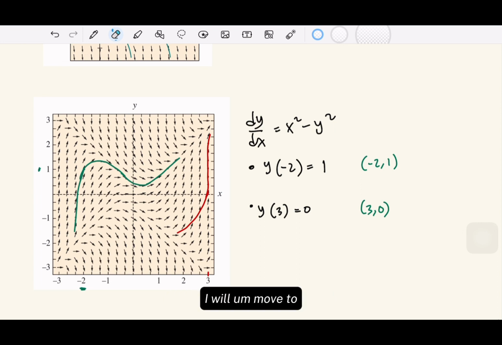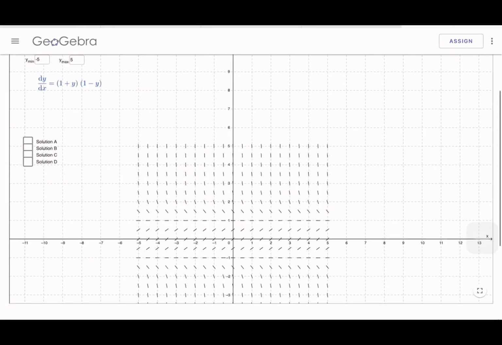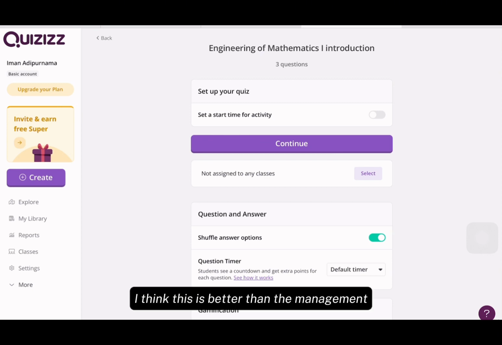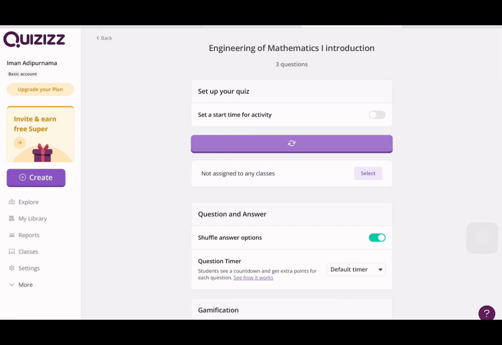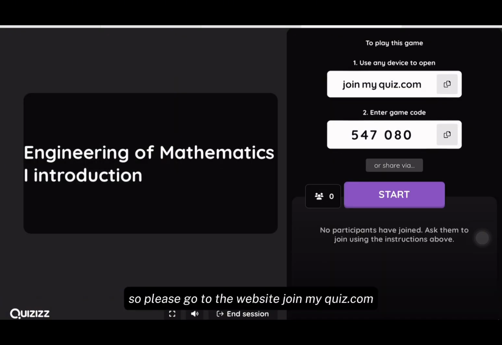I will move to this one here. We are going to have a short test, not a quiz, just a post test like usual. I'm using a different platform now. I think this is better than the Mentimeter. If it is asking your name, please write your student ID. So please go to the website joinmyquiz.com and then enter the code 547080.